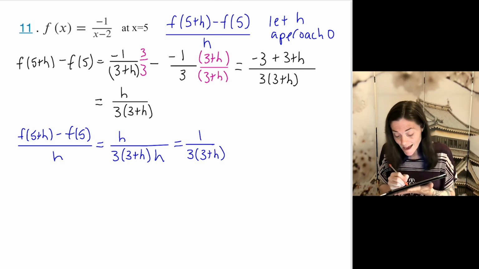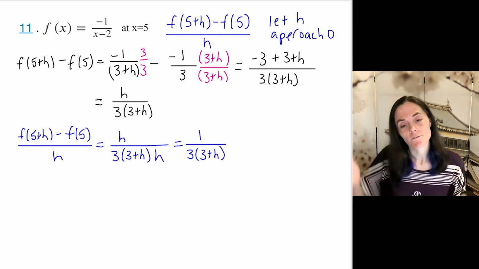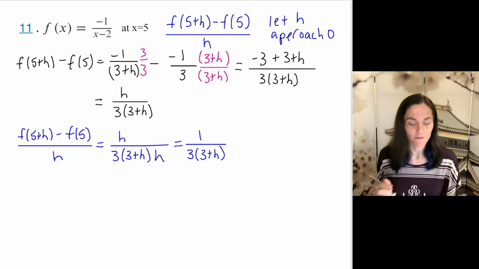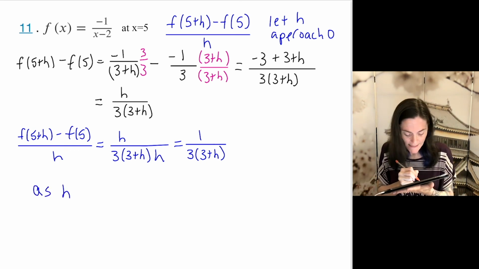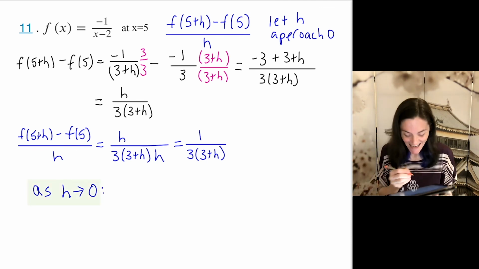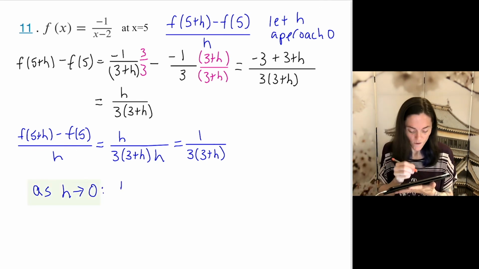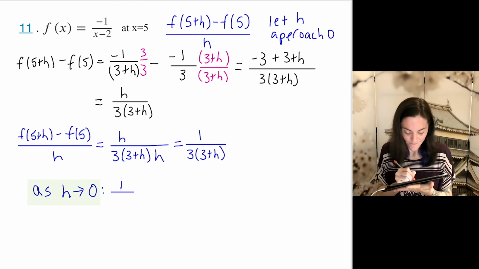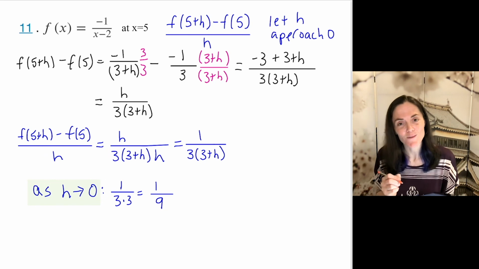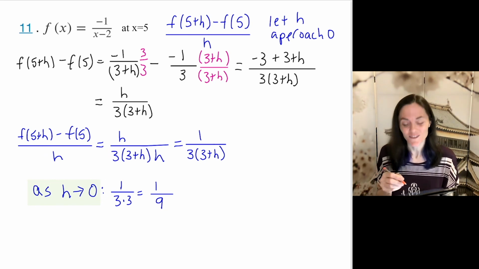This gives us the average rate of change of this function from 5 to 5 plus h. But what we're interested in is the instantaneous rate of change. As h approaches 0, well, what do we get here? We have 1 over 3 times 3, which is 1 over 9. So the instantaneous rate of change of f of x at x equals 5 is positive 1 over 9.